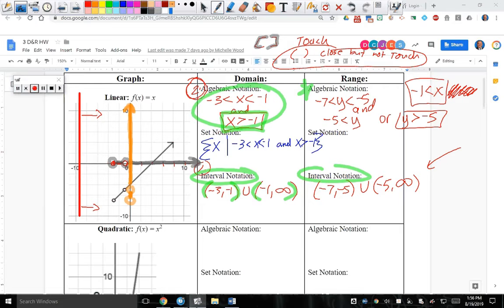Okay? Let me do the set notation for the range. It's the set of all y's such that y is bigger than this, but smaller than this, and, not or, but and. Or means one or the other. And means both. And y is greater than -5.